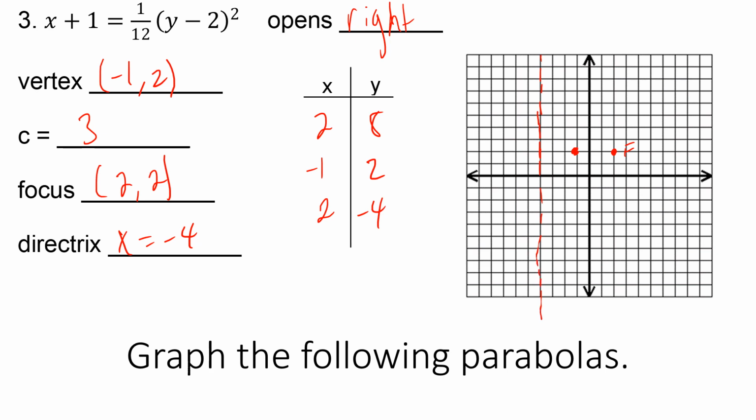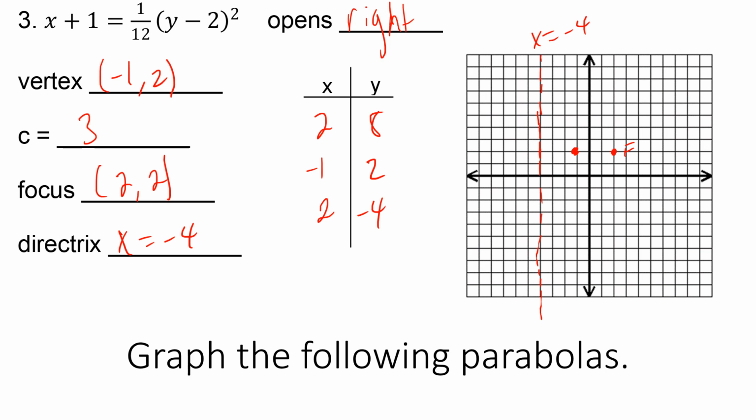And that's where my directrix is at x equals negative 4. All right, then I'm going to plot my points. I'm going to go to 2, 1, 2, and I'm going to go up 8 and then go down to negative 4. So from here, it's going to be 6 units.